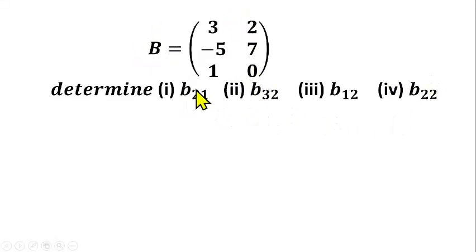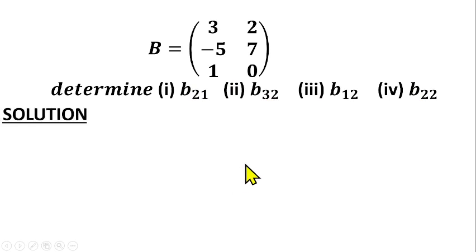So these numbers are now going to be used to find the elements in the matrix. Can you determine B21, B32, B12, and B22 in this matrix B? I want you to pause this video for 1 minute and try to identify B21, B32, B12, B22 quickly. I believe you have done that by now.